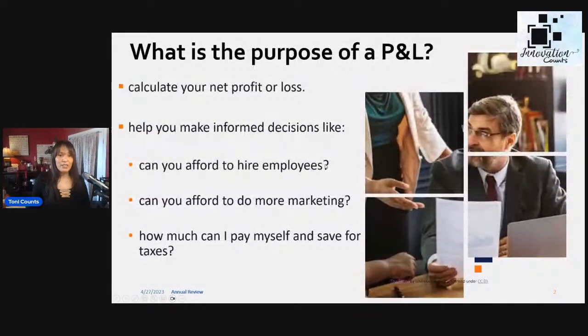The purpose of a P&L is to calculate your net profit or loss. And it's also going to help you make informed decisions like, can I afford to hire some help? Can I afford to do some more marketing? And also, how much can I pay myself and save for taxes? These are important things to know. And by having a properly put together profit and loss, you're going to be able to make those types of decisions.